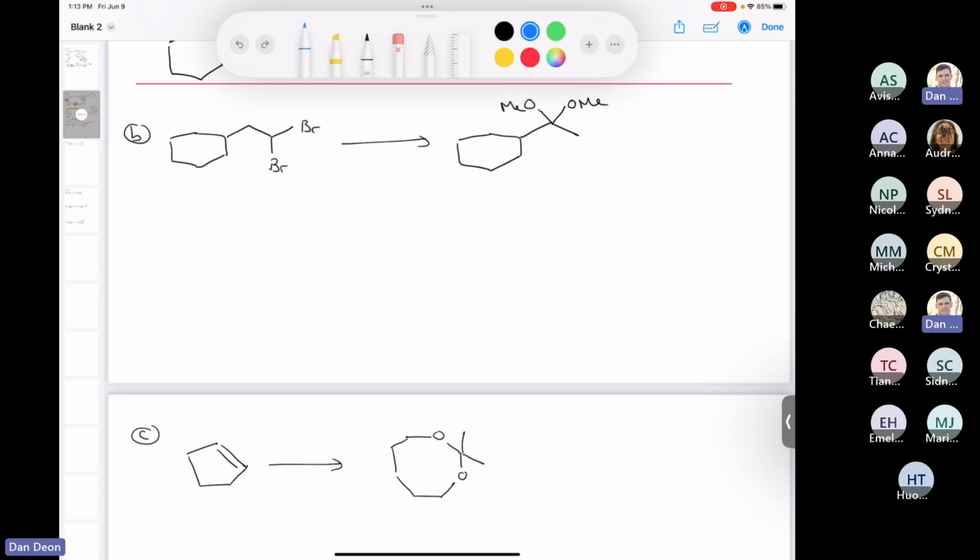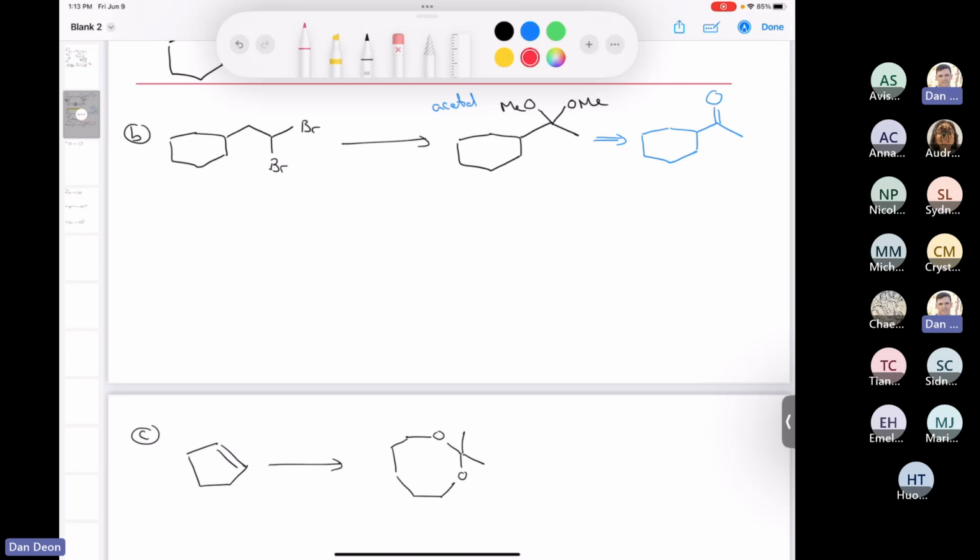So if we want to make an acetal, what is an acetal going to come from? This acetal is going to come from a ketone, right? And the ketone it's going to come from is this ketone right here. So you could call this cyclohexyl methyl ketone. Anyhow, the name's neither here nor there. But if we have this ketone, we can just treat it with a catalytic amount of acid, methanol, remove water, and that's going to give us this methyl acetal, if you will.